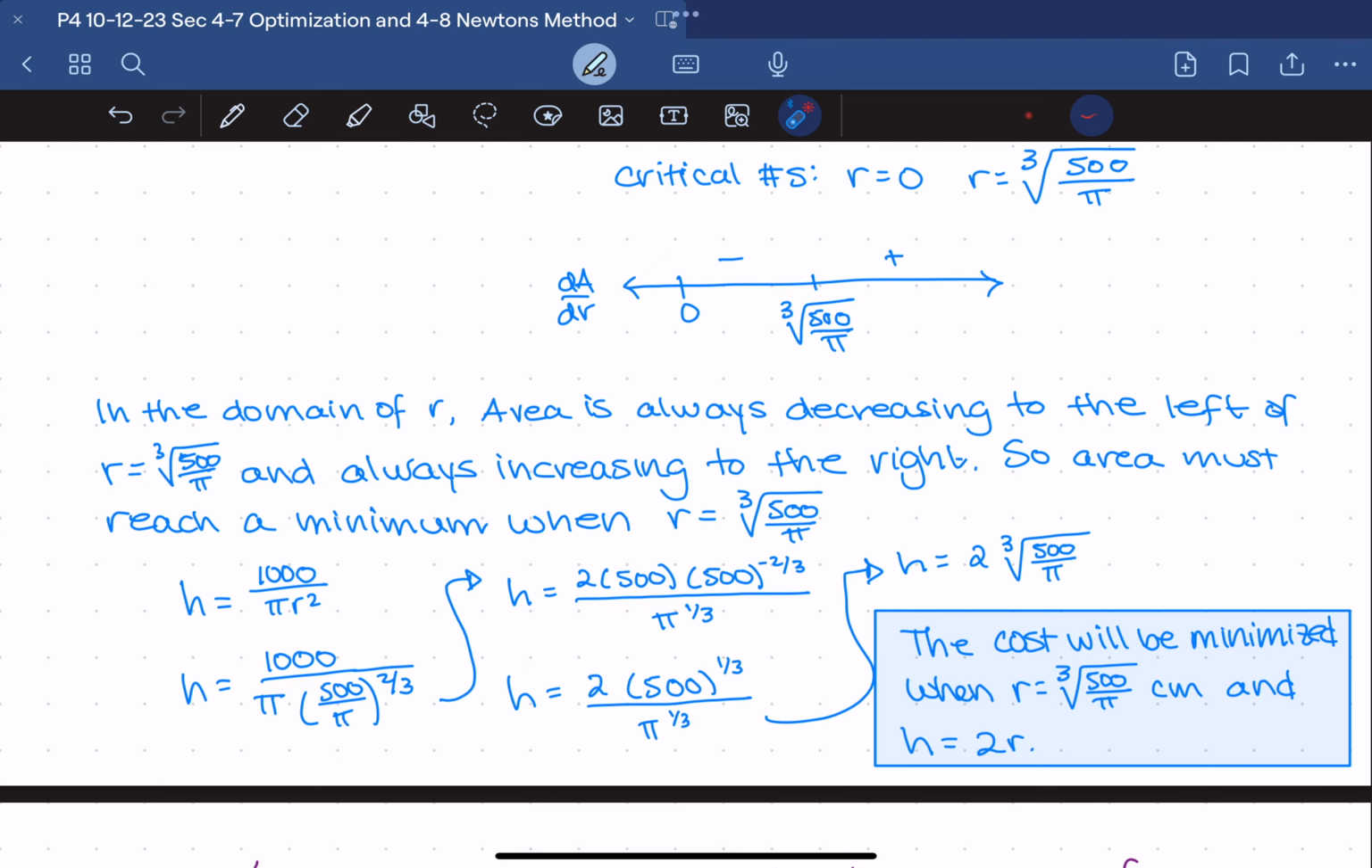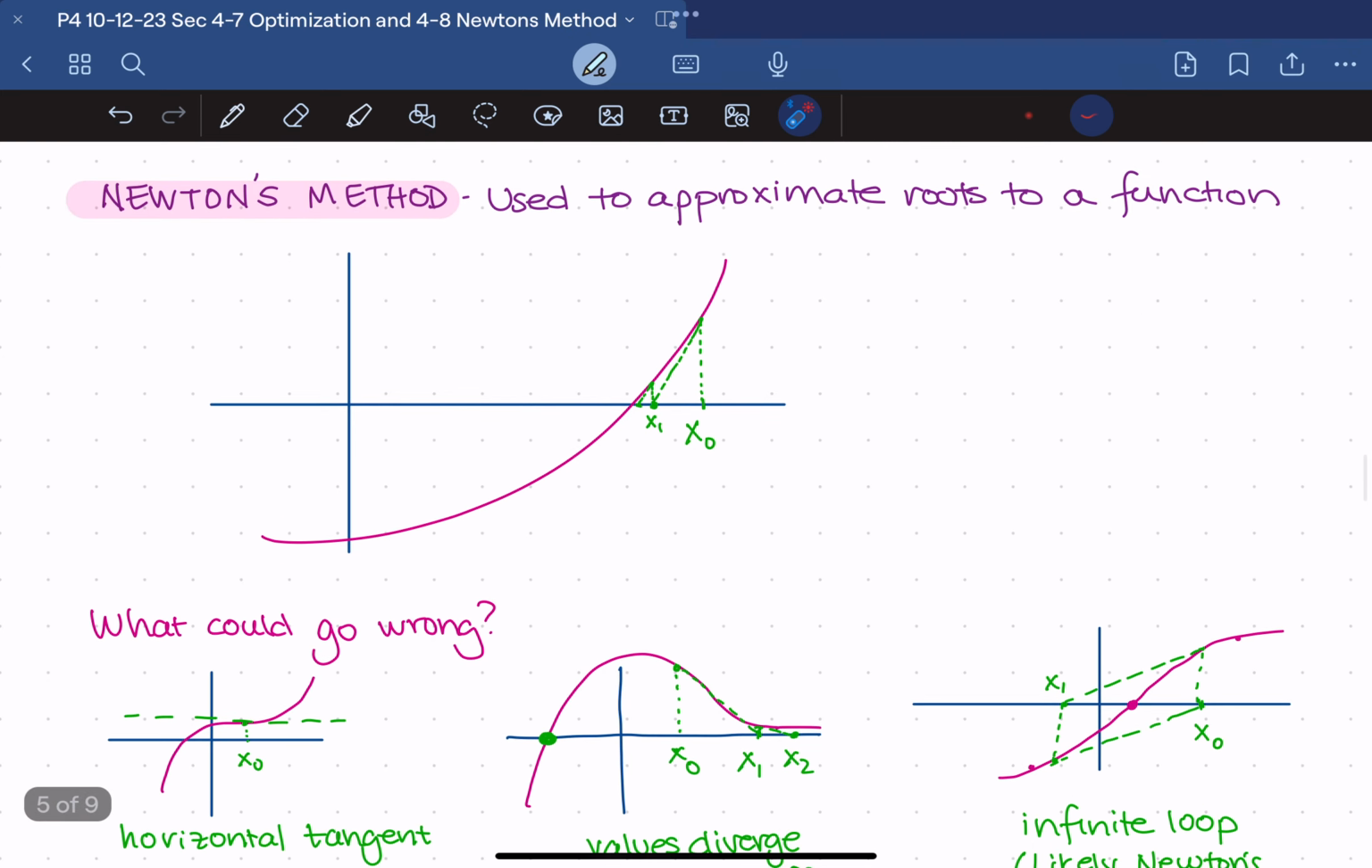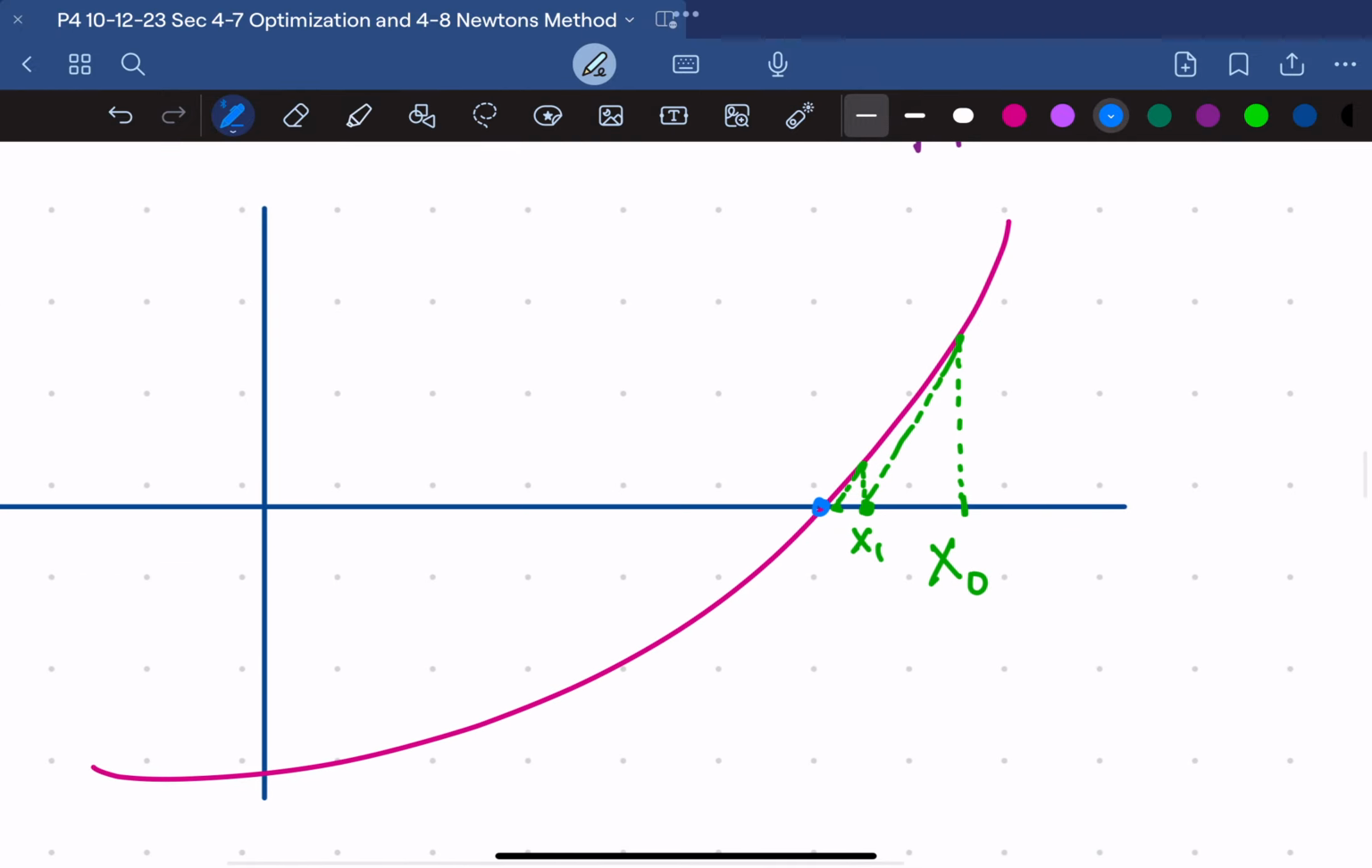Now let's talk about Newton's method. All right, Newton's method. The whole purpose is to approximate roots of a function. So what's going on here? Let's say that we have a function here, and I want to approximate this value. Here, I'm actually going to zoom in. I want to approximate this value.